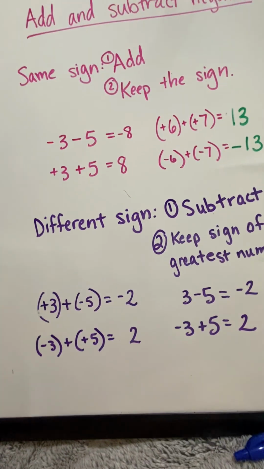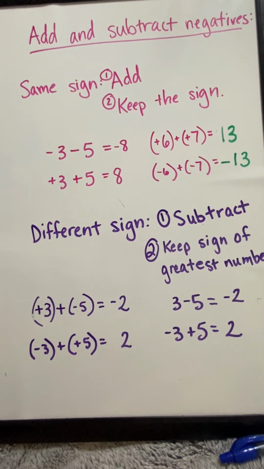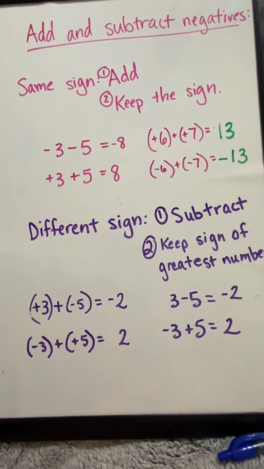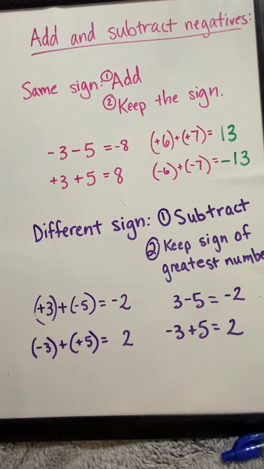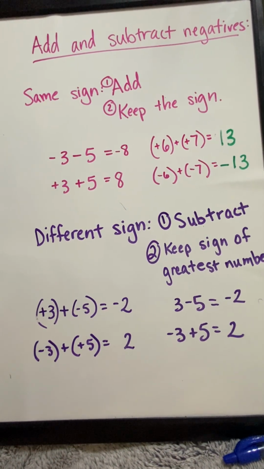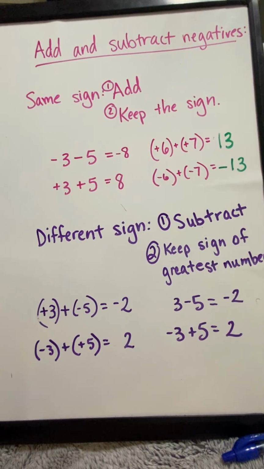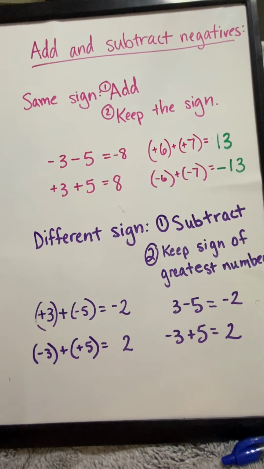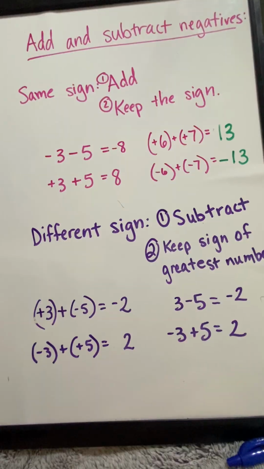So again, this is so important. This is where a lot of people will get tripped up on adding and subtracting negatives. If you just slow down and think about it a little bit, it will make sense to you. But keep this handy, write it on your forehead, I don't know, tattoo it, whatever you got to do to help you remember this. It will be very beneficial.